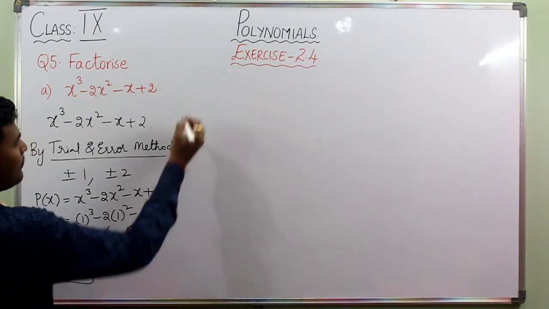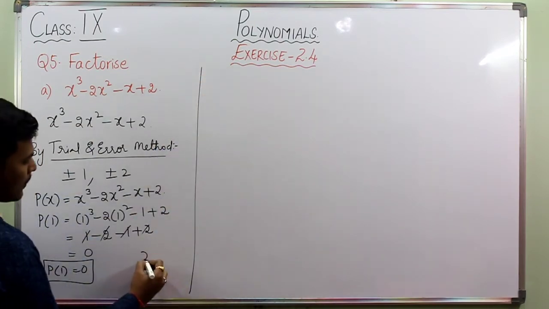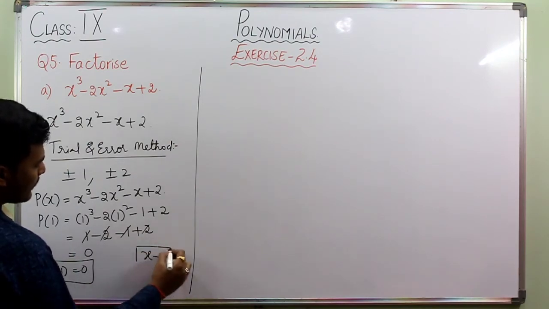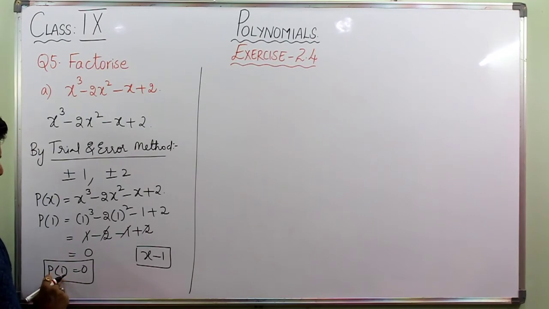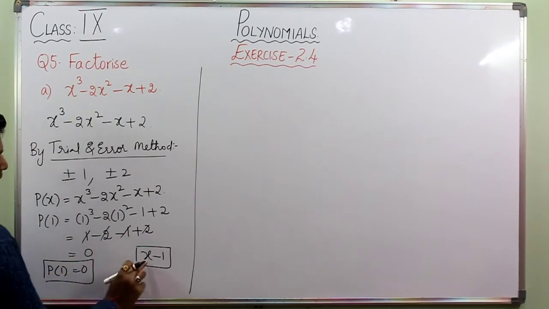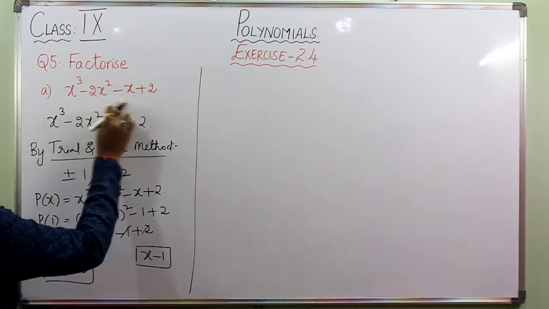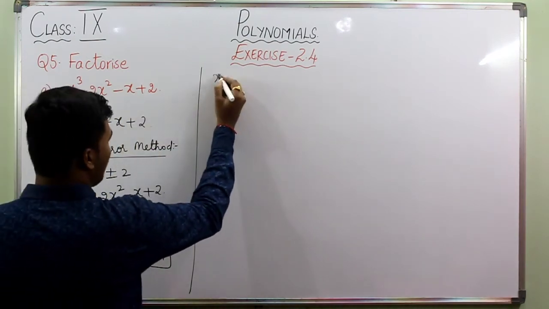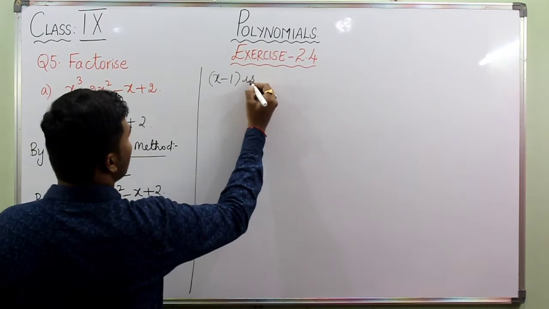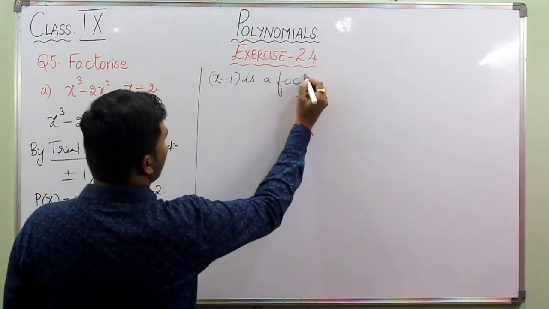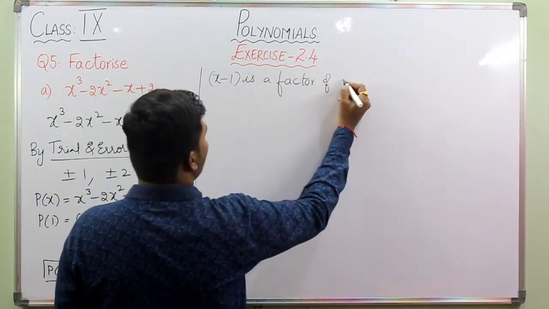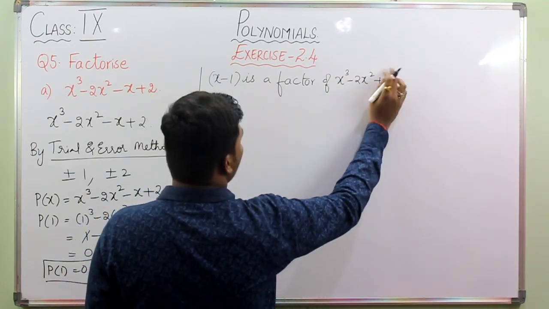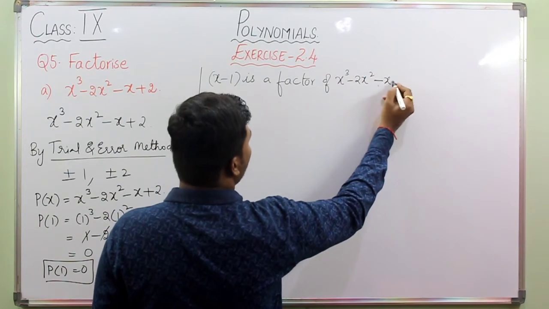So then x minus 1 will be the factor, because when I am substituting 1, it has become 0. So x minus 1 will be a factor of x cube minus 2x square minus x plus 2. Okay, x minus 1 is a factor of x cube minus 2x square minus x plus 2.